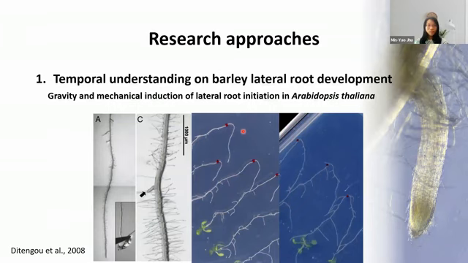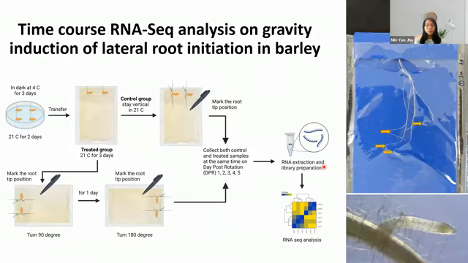So I adopt this method in our barley growth system. I grow the barley plants in the seed pouch, and one set of plants will remain vertical, another set will be rotated 90 degrees, and then the next day rotated 180 degrees. This will create a very sharp curve, and the lateral roots will start emerging 3 or 4 days after the rotation.